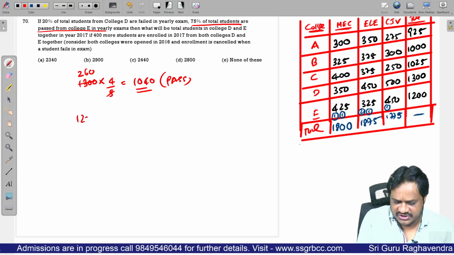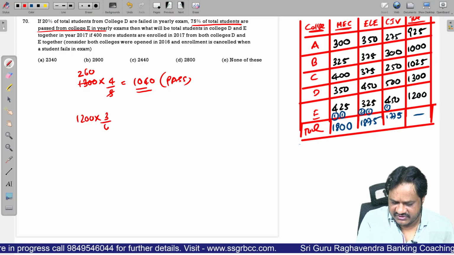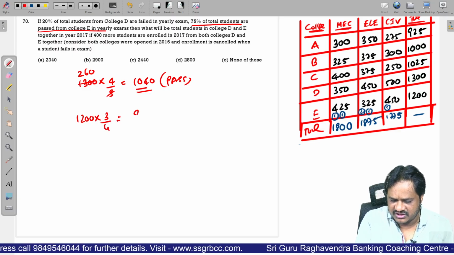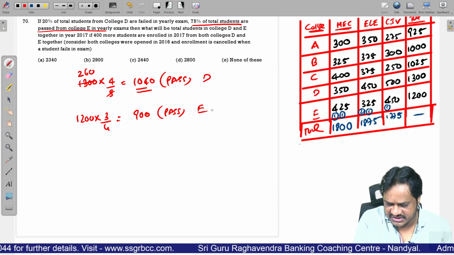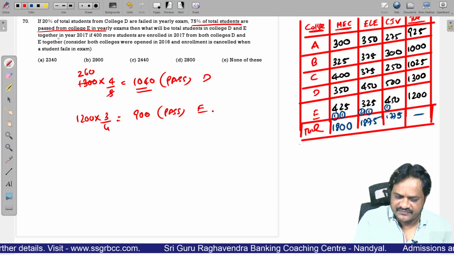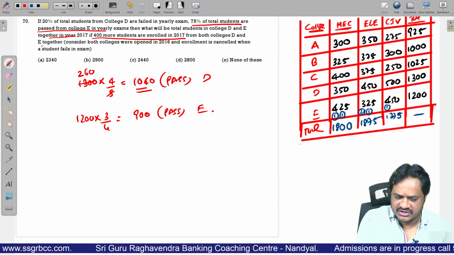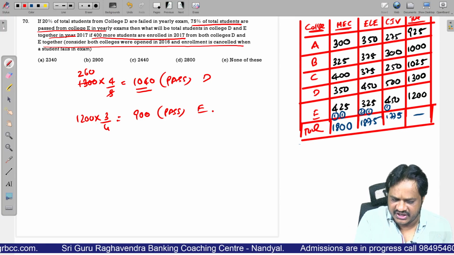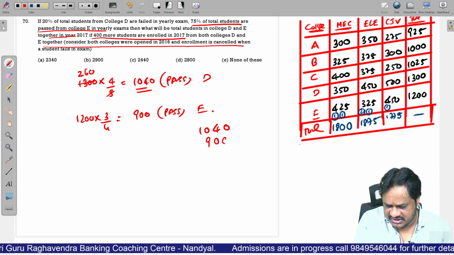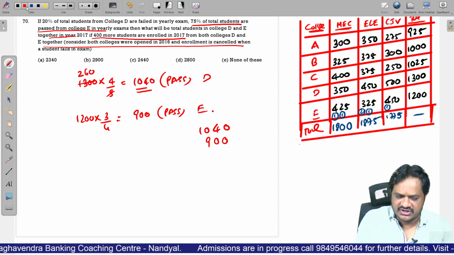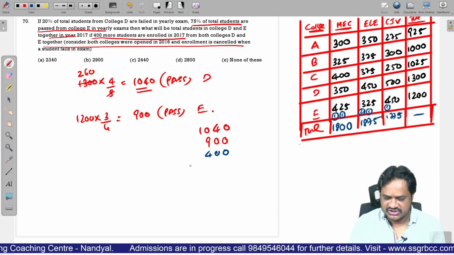Then 75% of the total students of E are passed. E total students are 1200. Pass value is 75. 75 means 3 by 4. That will give 900 pass. This is from D, this is from E. Next, in 2017, if 400 more students are enrolled, then find the total students of D and E together. So 1040 pass, then 900 pass. Along with that, 400 new entries are there. So what is the total?